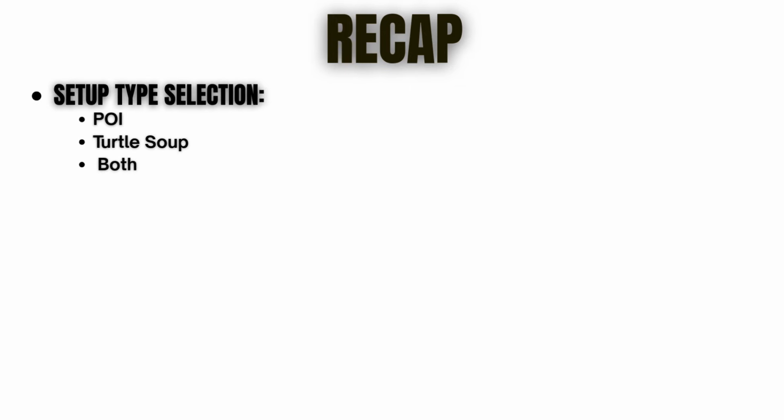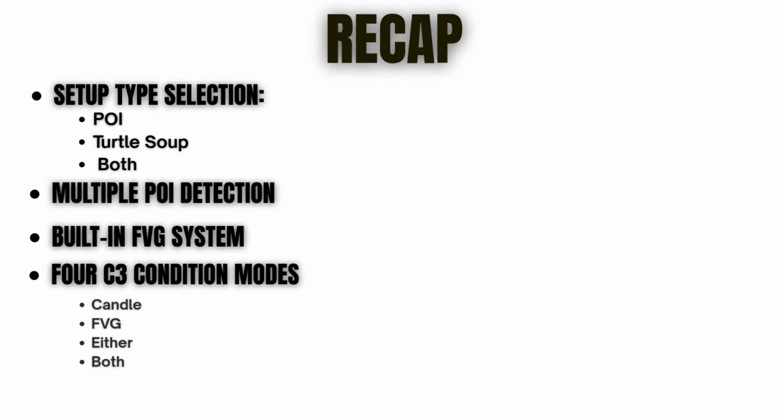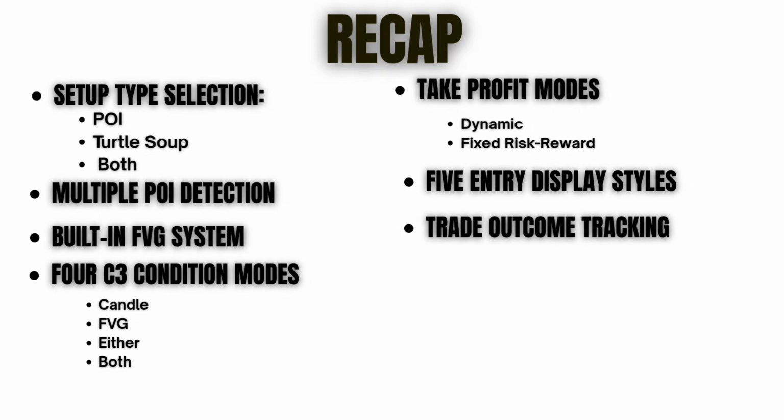All right, let's recap everything new in version 3.5. Setup type selection: POI, turtle soup, or both. Multiple POI detection: track as many historical levels as form on your chart. Built-in FVG system with full customization and mitigation tracking. 4 C3 condition modes: candle, FVG, either or both. Take profit modes: dynamic or fixed risk reward. 5 entry display styles, from full labels to minimal dots. Trade outcome tracking: see your wins and losses right on the chart. And a completely redesigned info table with compact and full modes.